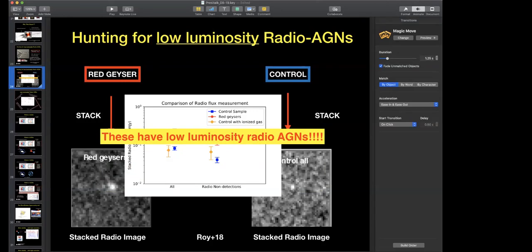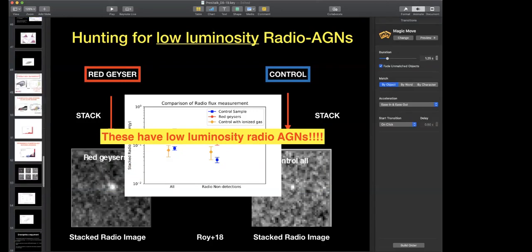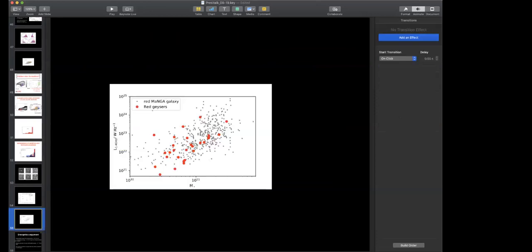You said it's 10 to the... I actually have a plot here. So the red geysers are the red points. These are average, like 10 to the 22. They do not go over 10 to the 23. These are the maximum. So these are mostly the lower part.